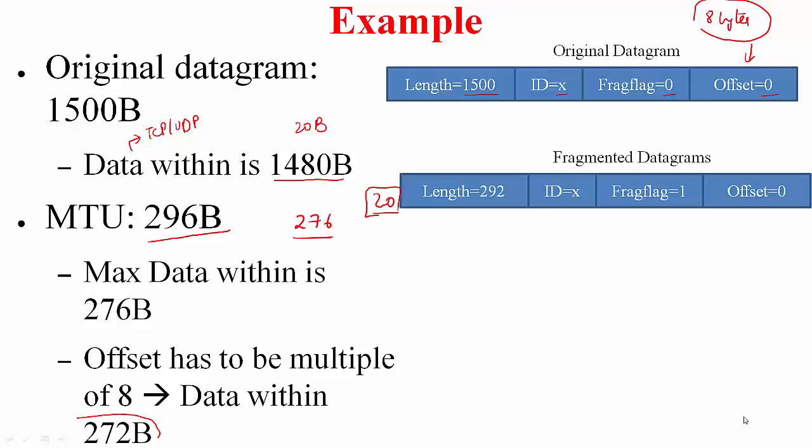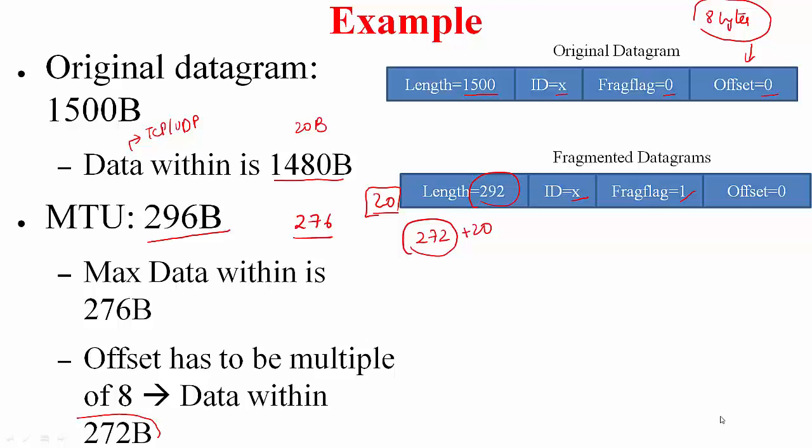So here is the first fragment. I have put the offset equal to 0, which is indicating that this is the beginning of the particular datagram. Notice that I have set the flag equal to 1 because there are more fragments to follow. This has the same identifier as the original datagram, and the length of this is 292 because the data that you carry is 272, not 276, because as I said, it has to be a multiple of 8, plus 20 bytes of IP header.